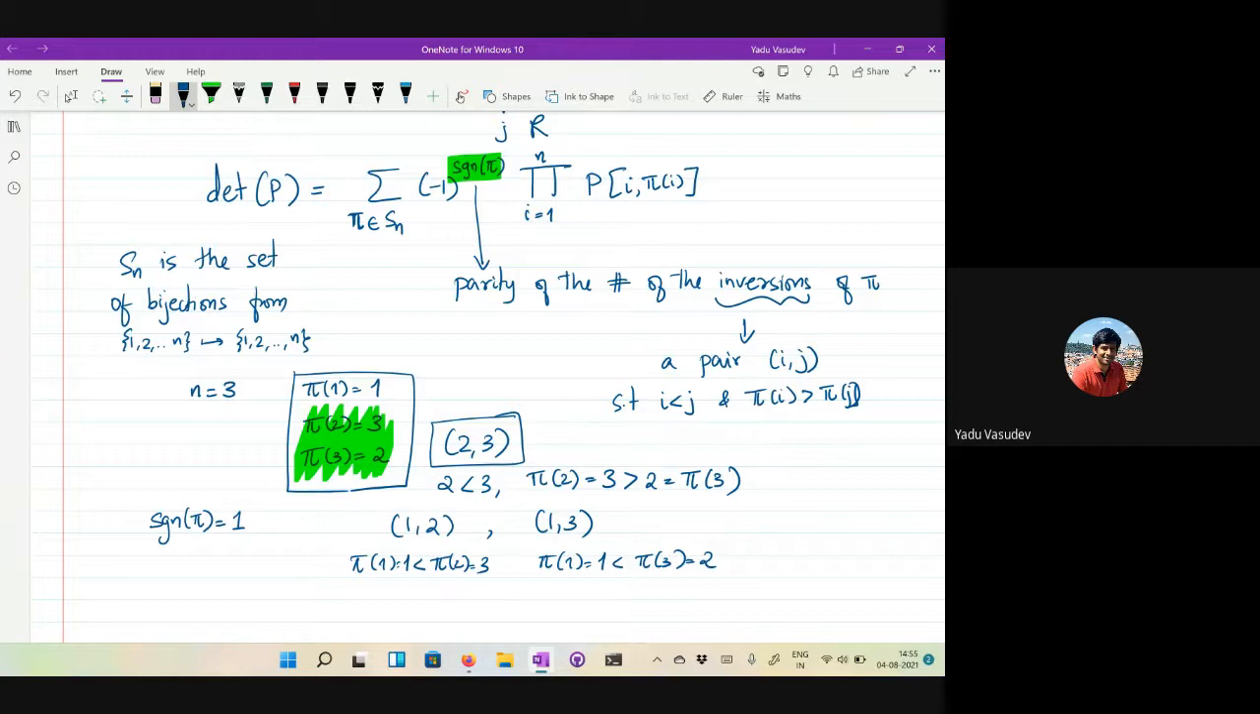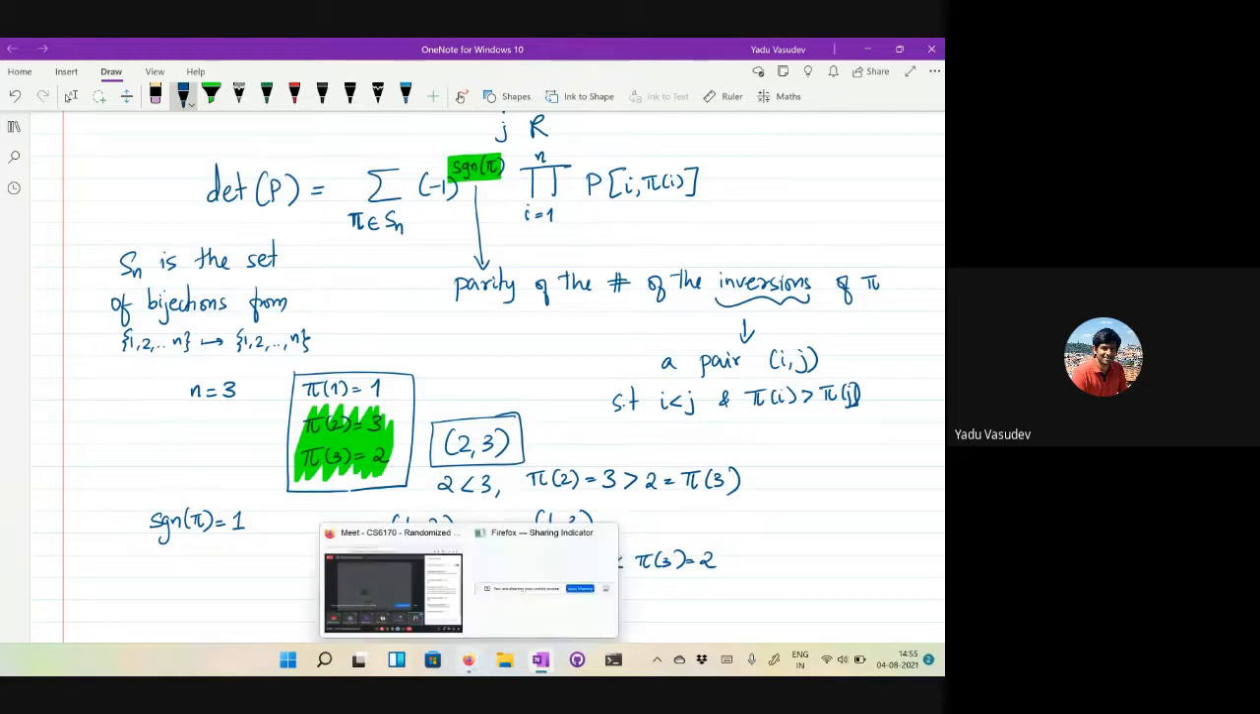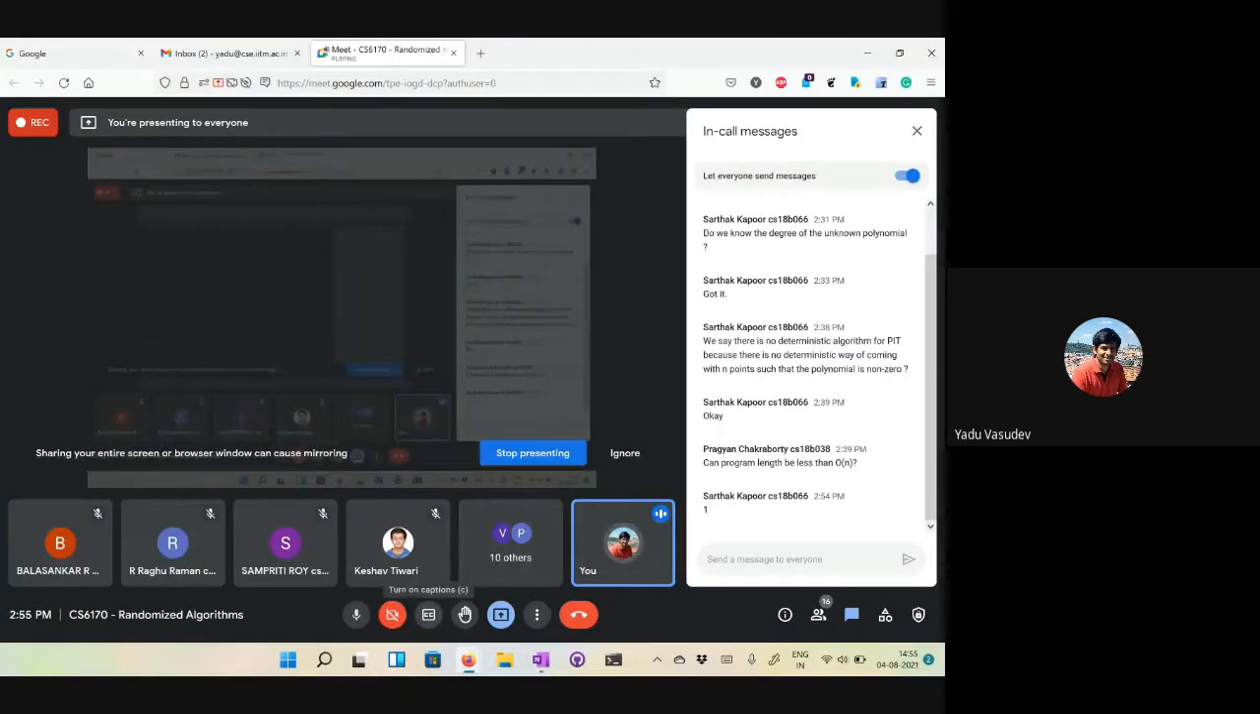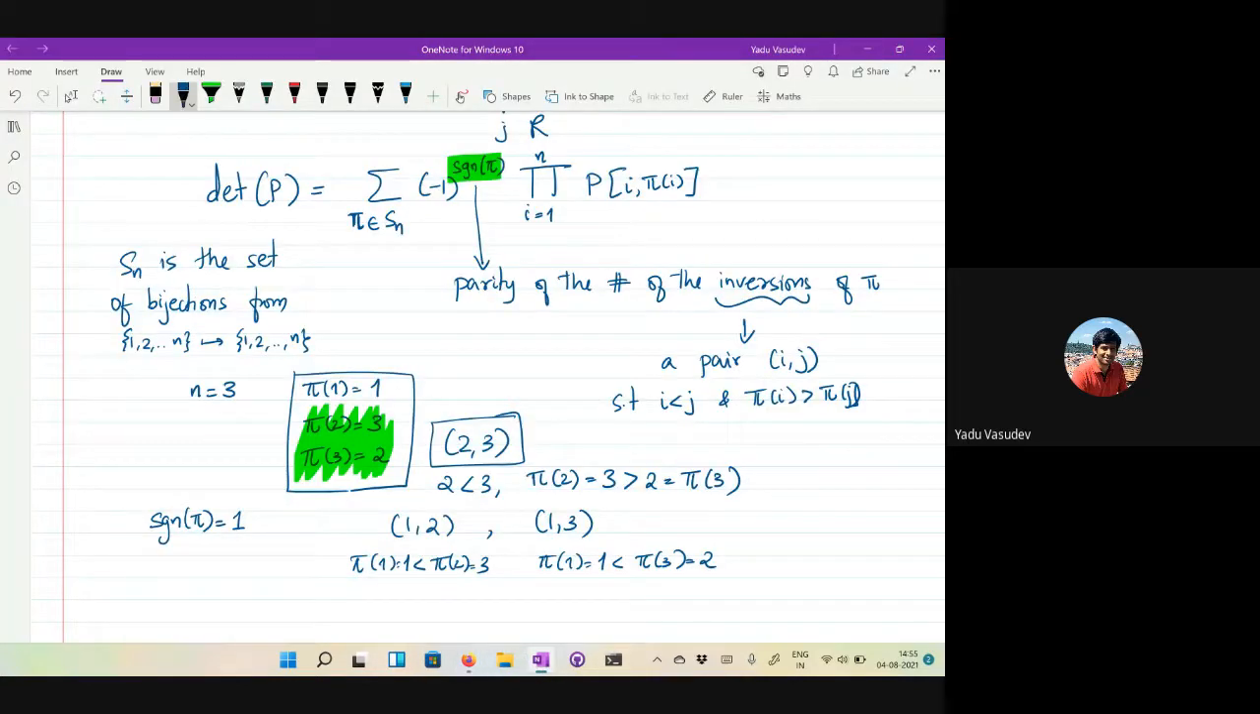It's a parity. Parity is basically whether the number of inversions is odd or even. In this case, it's odd, so it is 1. If it is even, sign of pi is 0. So this is the definition of the determinant of the matrix. You have probably used this determinant in multiple places. When you want to solve linear equations and so on, the determinant is something that keeps coming up.